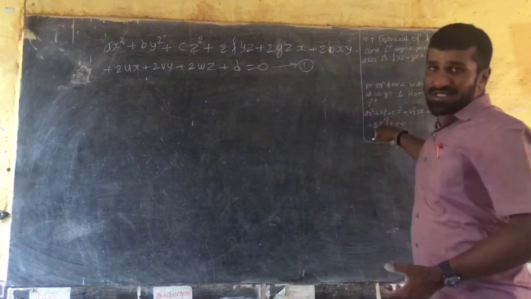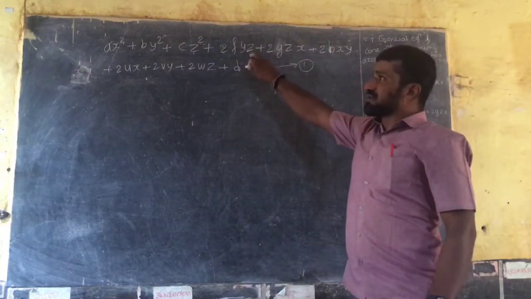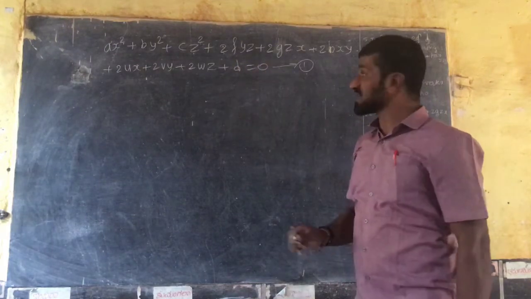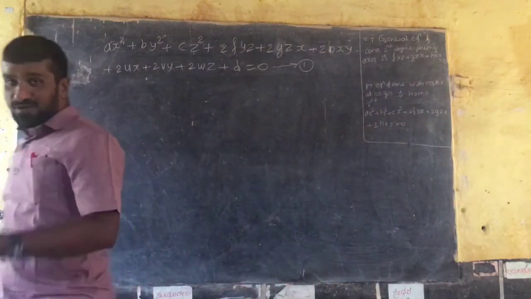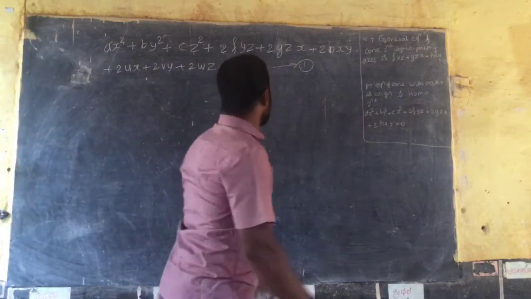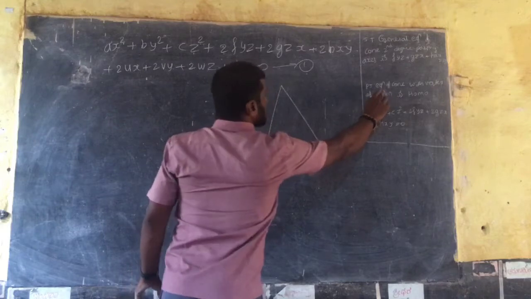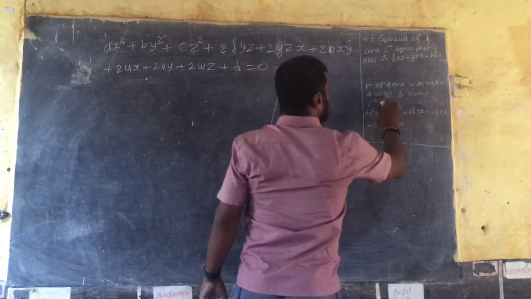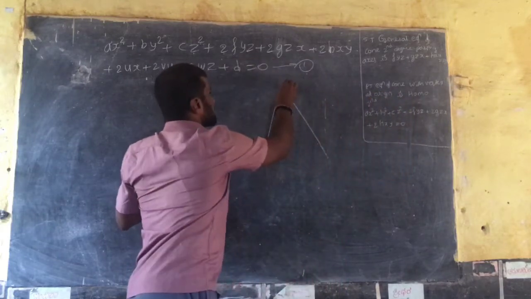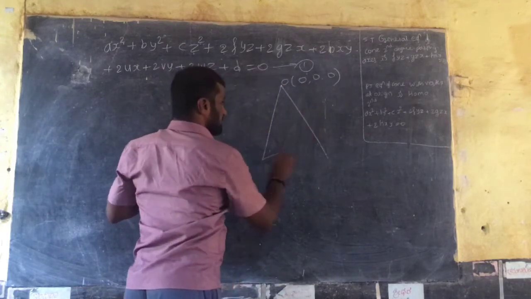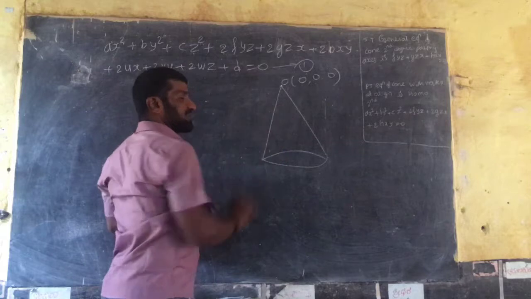This is the general quadratic equation. So using this equation, I want to prove this, right? So the cone with vertex at origin: this is the vertex O, this is 0, 0, 0, right? So this is the surface of the cone.